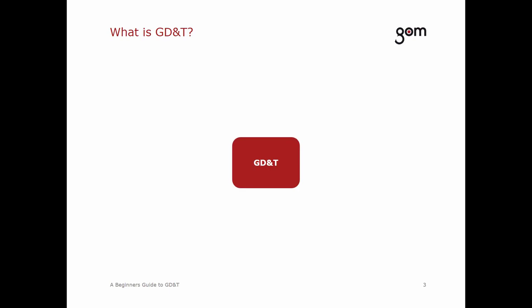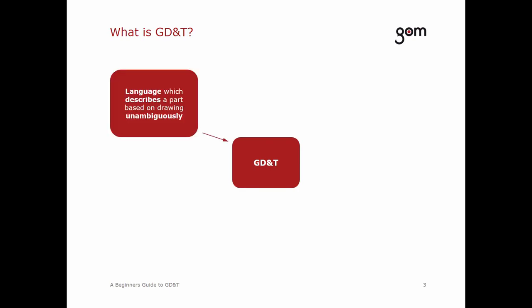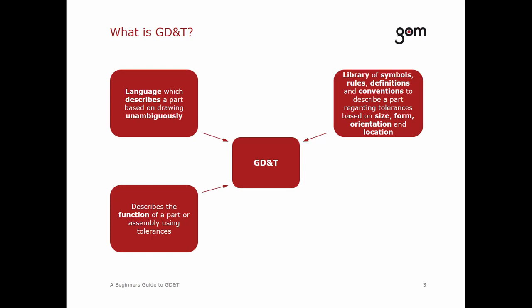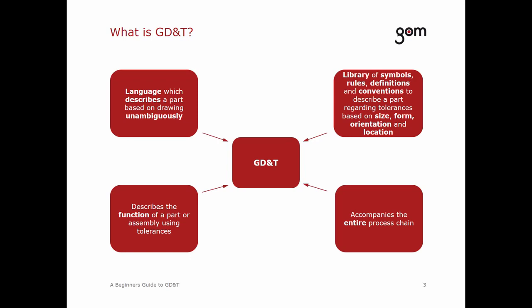So let's begin with some definitions about GD&T. Well, first of all, it's a language that describes a part based upon drawings unambiguously. It is a library of symbols, rules, definitions, conventions to describe a part regarding tolerances based on size, form, orientation, and location. And it describes the function of a part or assembly using tolerances. And it accompanies the entire process chain from design over manufacturing to metrology.